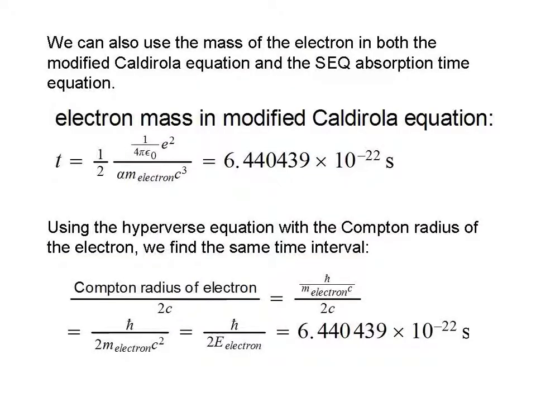We can also use the mass of the electron in both the modified Calderola equation and our SEQ absorption time equation. Using the electron mass in the modified Calderola equation gives us a time equaling 6.44 times 10 to the minus 22 seconds. Using the hyperverse equation with the Compton radius of the electron, we find the same time interval, 6.44 times 10 to the minus 22 seconds.